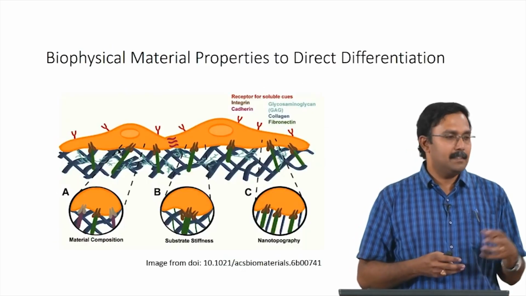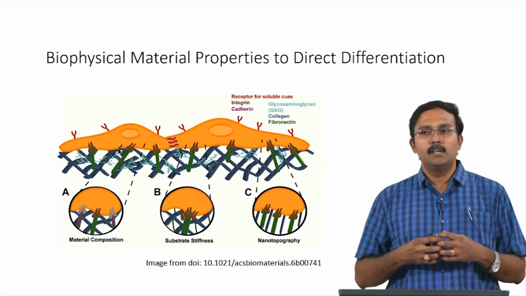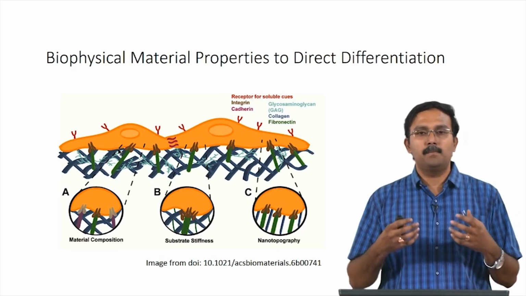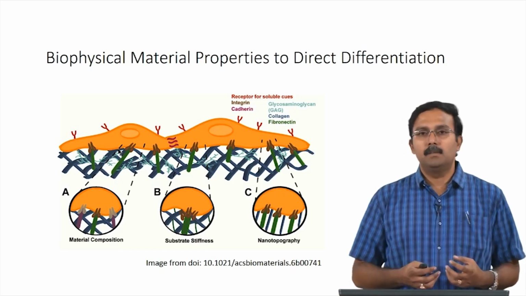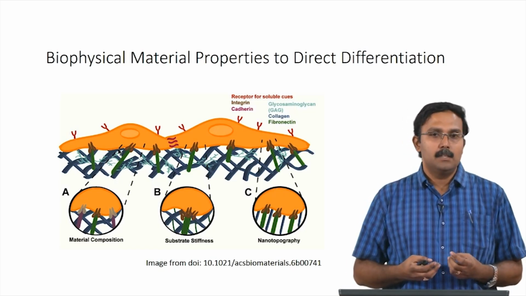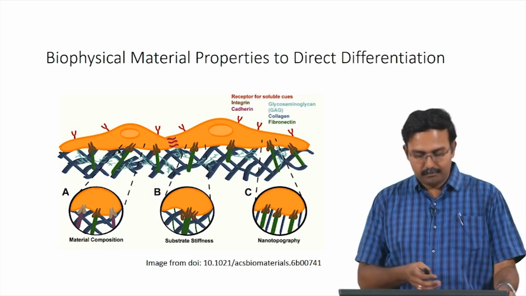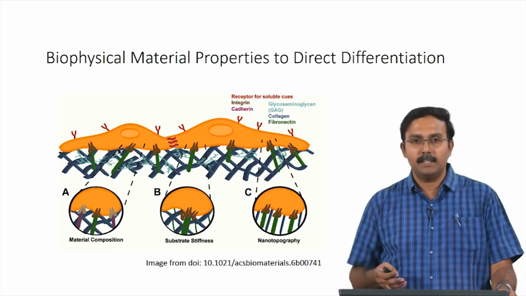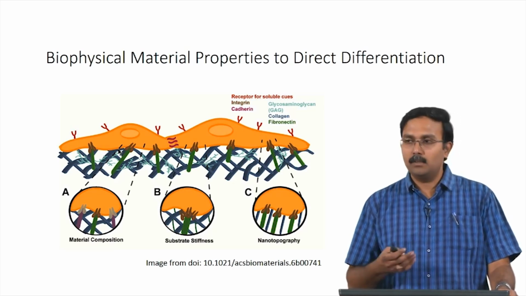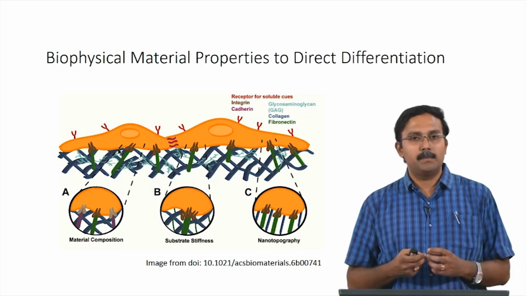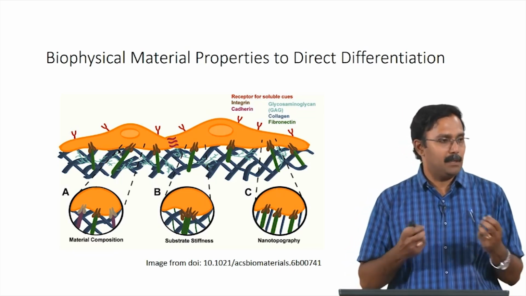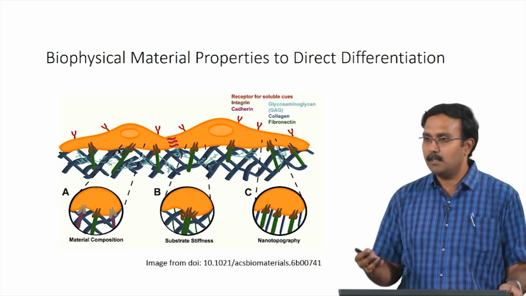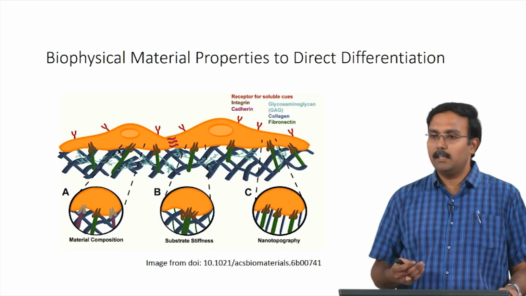Other than this, you can also direct differentiation using biophysical properties, which would be the mechanical or physical properties of the material on which the cells are being cultured. This is a brief representation of the factors that can affect it. Material composition could play a role. Depending on the material composition, how the cells interact with the material will change. The integrins, cell binding, and cell adhesion could all change based on the composition of the material that you are using.